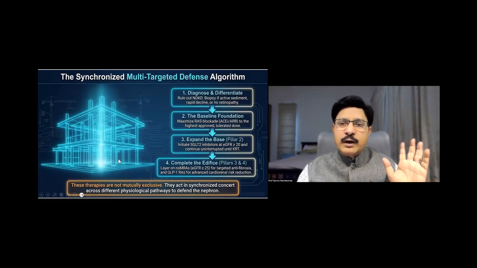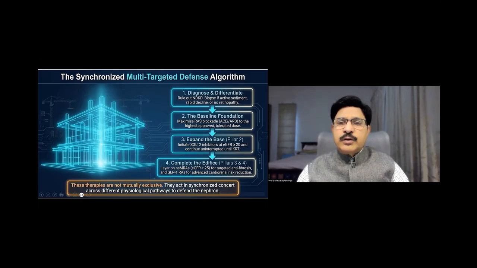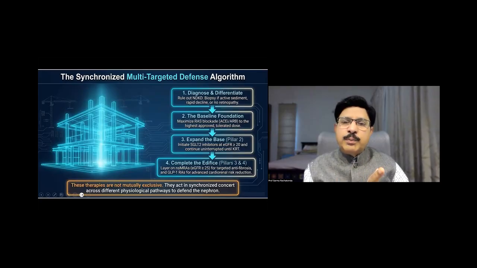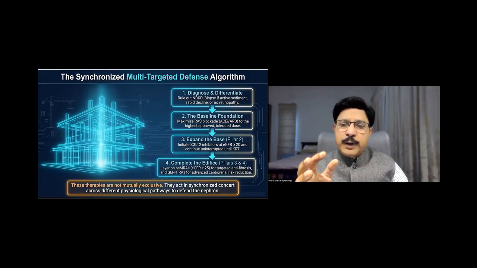Synchronized multi-targeted defense. Diagnose and differentiate. Number one, rule out non-proteinuric DKD from proteinuric DKD, and do an early biopsy if required. Number two, maximize ROS blockade, ACE-ARBs to the highest approved and tolerated dose, which you are not normally doing. Expand the base to pillar 2, SGLT2 inhibitors. Then complete the total edifice, the construction, the building, with pillars 3 and 4.